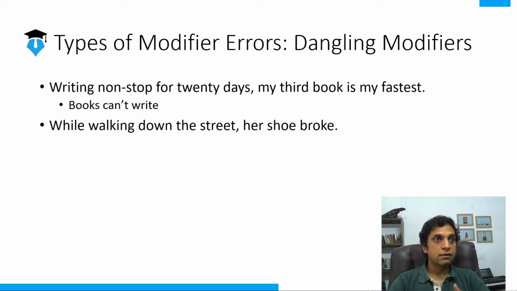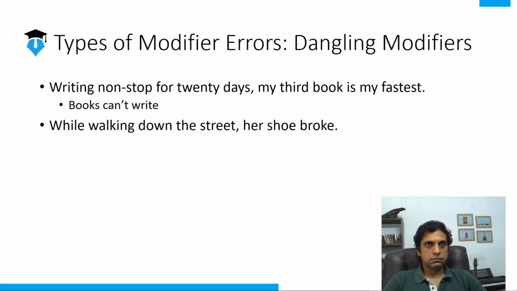Books obviously cannot write. Another example, while walking down the street, her shoe broke. Was the shoe walking down the street? No, it wasn't. She was walking down the street. So what's the difference between misplaced and dangling modifiers? The focus of the modifier actually isn't present in this sentence. There is no she anywhere in the sentence. Therefore your solution is also different. You need to plug the focus of the modifier into the sentence somewhere, and the simplest way is just to put it inside the modifier.